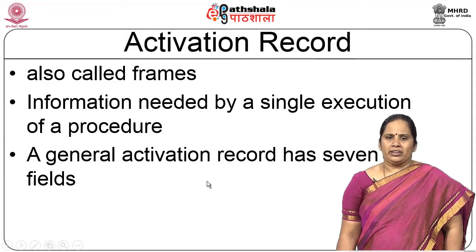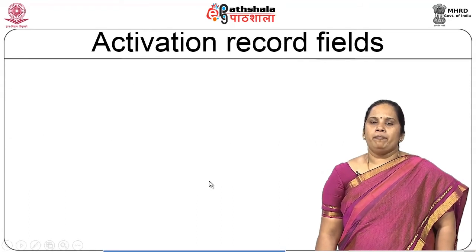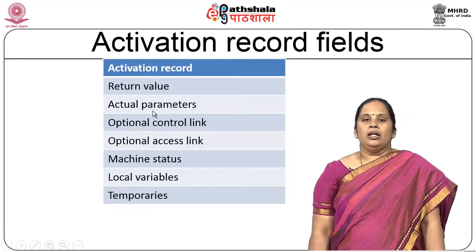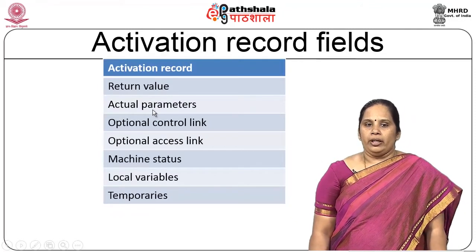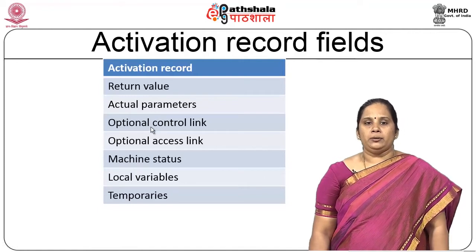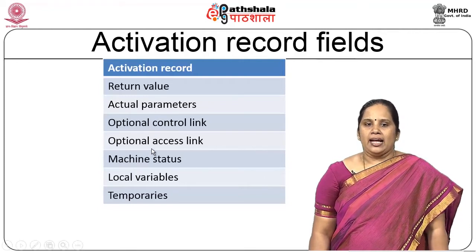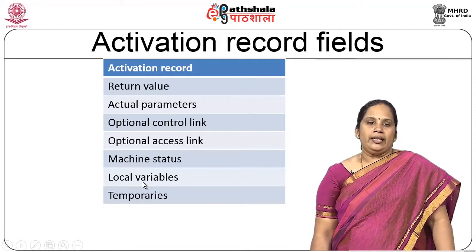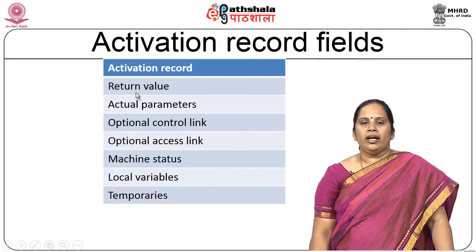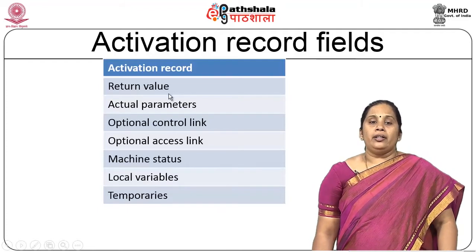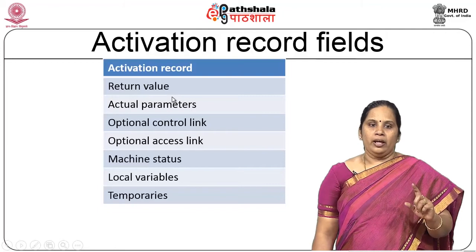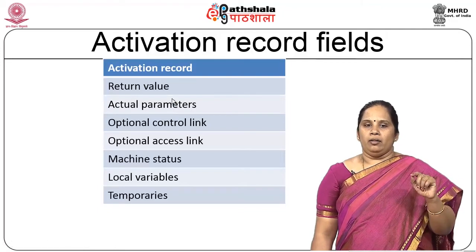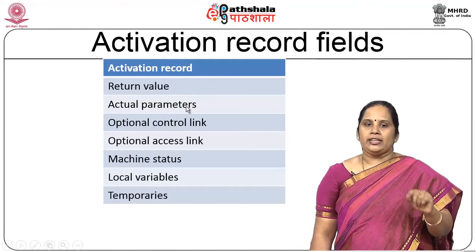Now a general activation record has 7 fields. The first field is called return value, the second field is the actual parameters, the third is an optional control link, then an optional access link, machine status, and these two are local variables and temporaries. The return value is what should be returned to the caller. The actual parameters are the arguments the function gets called with.